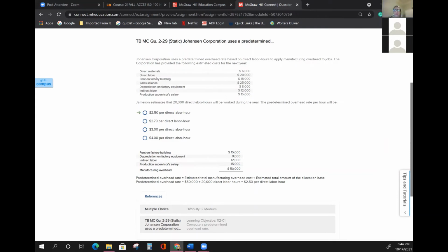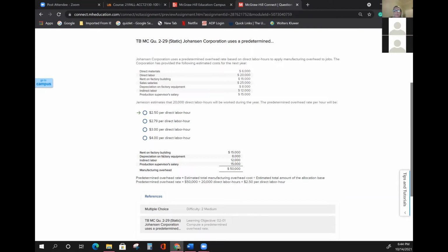We have to bring in the rent on the factory building for $15,000, depreciation on factory equipment, $8,000, indirect labor, $12,000, and then the production supervisor's salary, $15,000. Notice that it all has to do with the factory. So the factory equipment depreciation, I think we went over that a little bit in the examples. But anyway, you want to make sure you know which of these go into your manufacturing overhead to come up with that number.